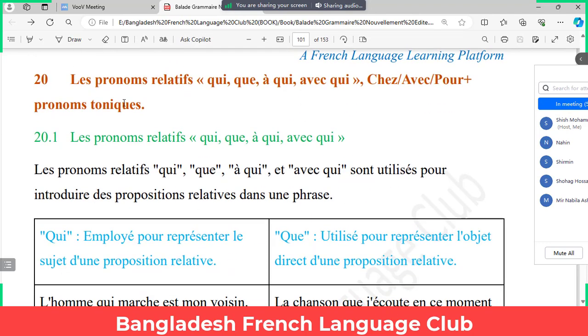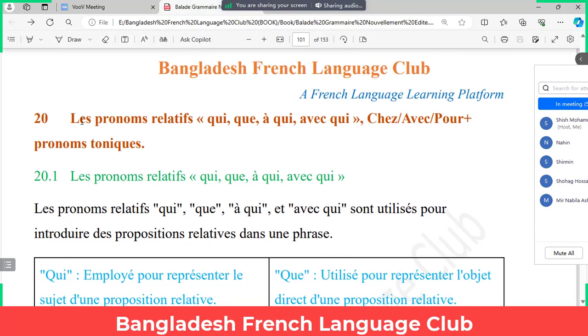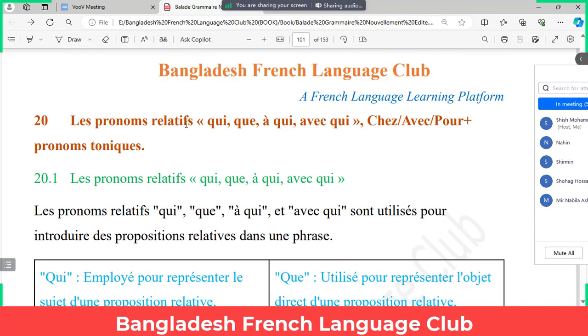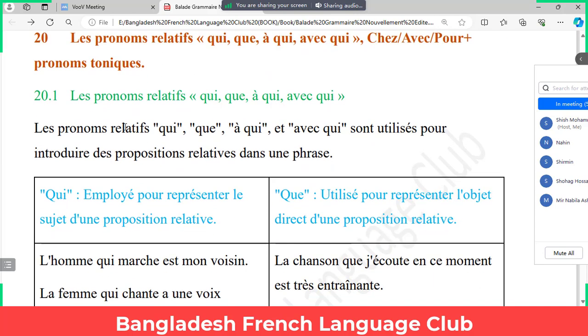Okay, so here are more, les pronoms relatifs. Relative pronouns are also very important to link up the sentence. So les pronoms relatifs like qui, que, à qui, avec qui, chez, avec, pour, plus pronom tonique. So let's see how they work.